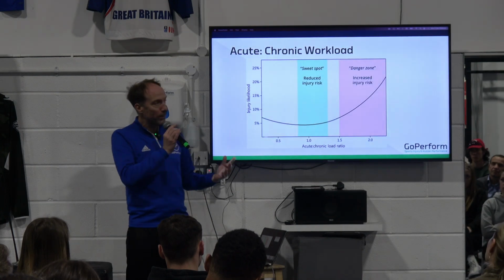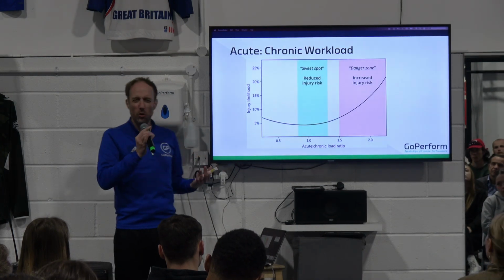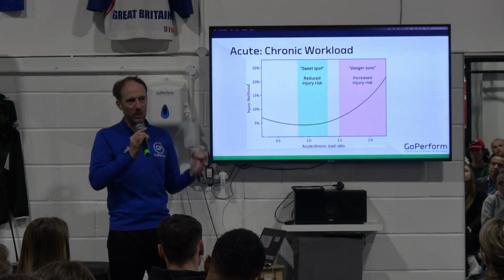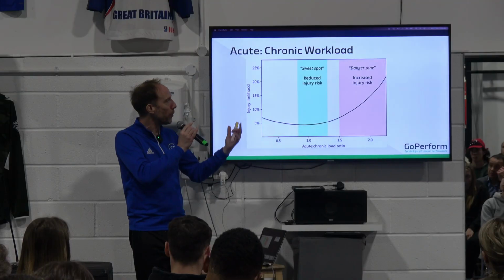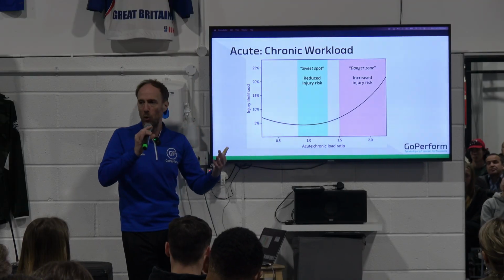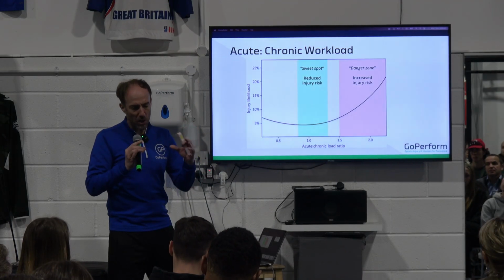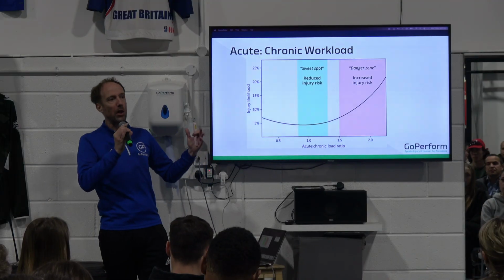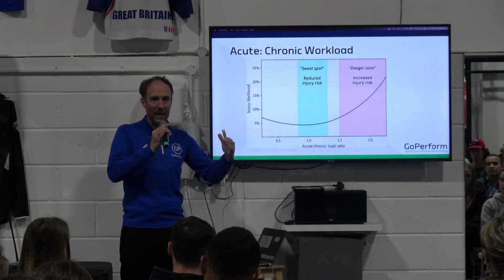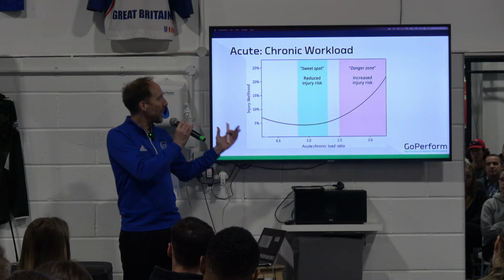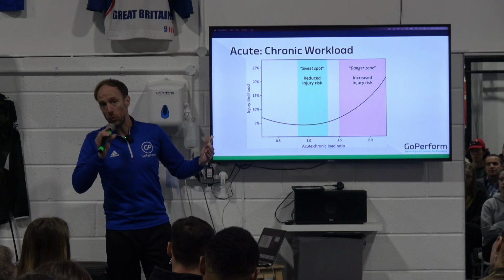And so from a training point of view, we look at something called acute chronic workload. So this is a concept that's crept in over the last few years in terms of dealing with mostly professional sports people, but it's equally applicable all the way down. So our chronic workload is the average that we've done over the last 4 weeks. So our weekly average over 4 weeks, and our acute workload is what we've done the last week.